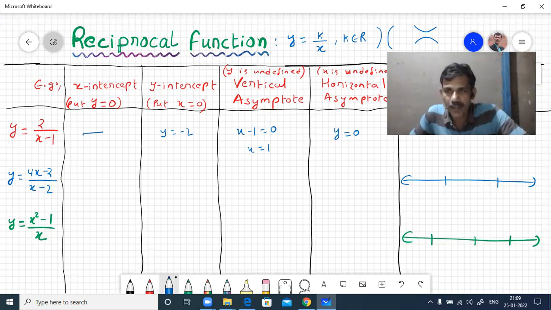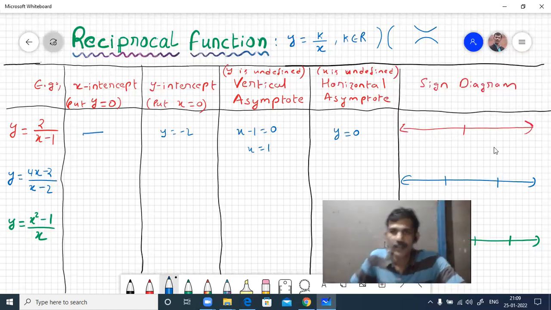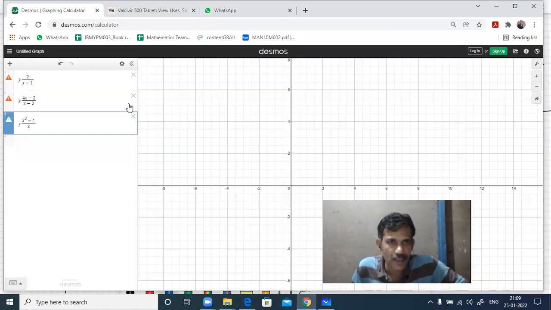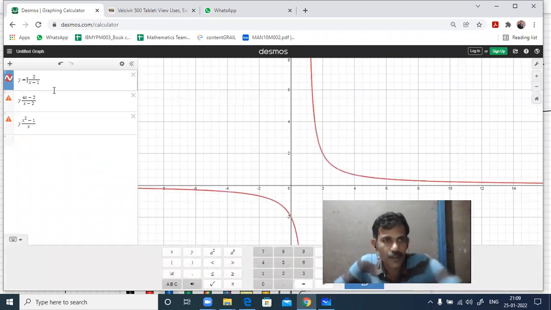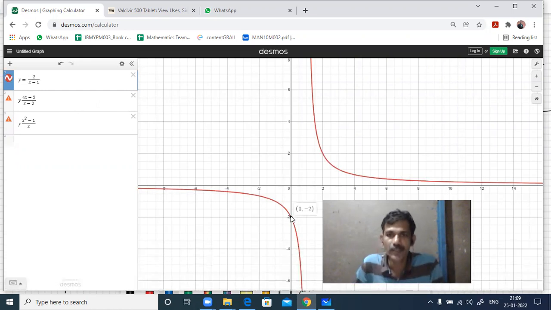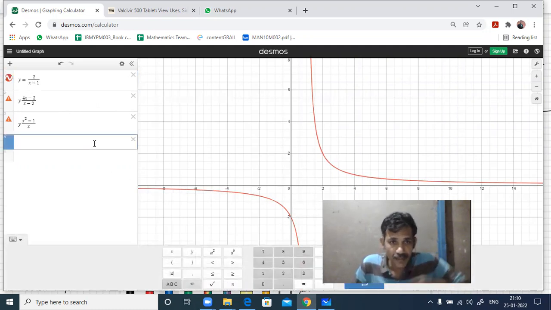Next, we can talk about the critical point. Here x equal to 1 is the critical point. Here the graph is positive and here the graph is negative. After the critical point, it will be negative. We'll see in Desmos. Y equal to 2 upon x minus 1. See here, the y-intercept, you are going to see 0, minus 2. There is no x-intercept.